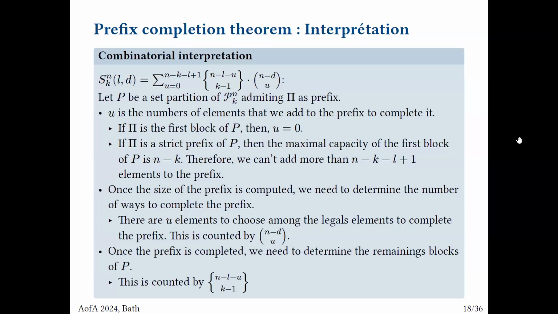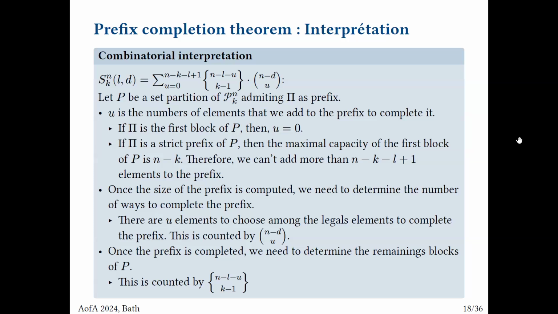The first step is to count the number of elements that we can add to a prefix while maintaining a good prefix structure. So you can add from zero elements, in this case the prefix that you give is the first block, to n minus k minus l minus 1 plus 1. And this is because a block of a set partition can't have more than n minus k elements, because in this case, there would be an empty block.